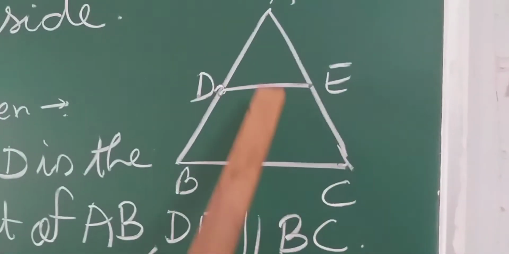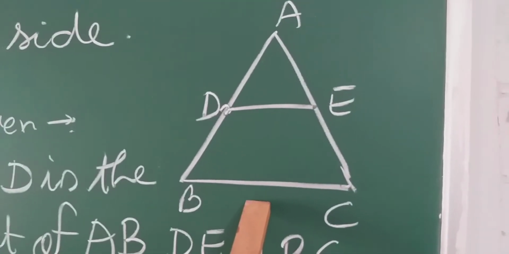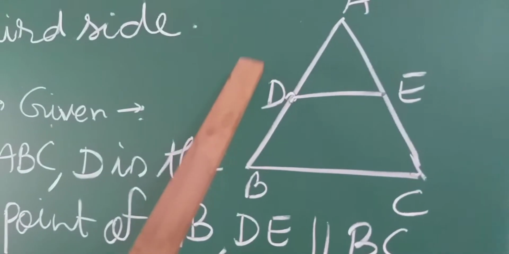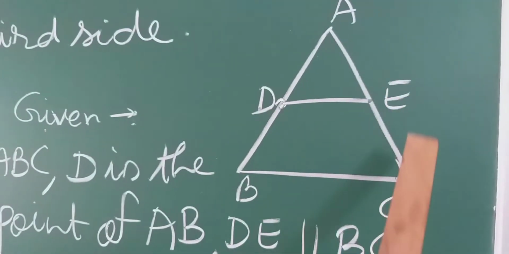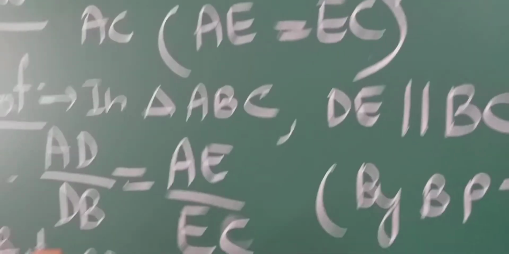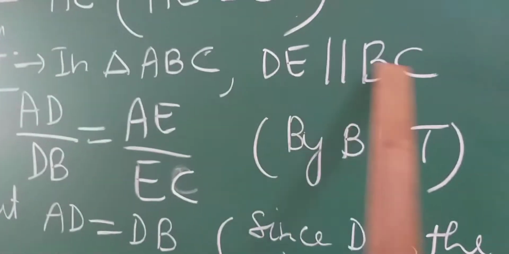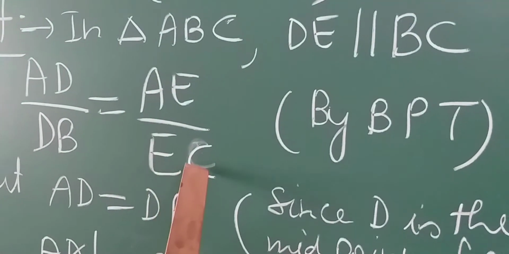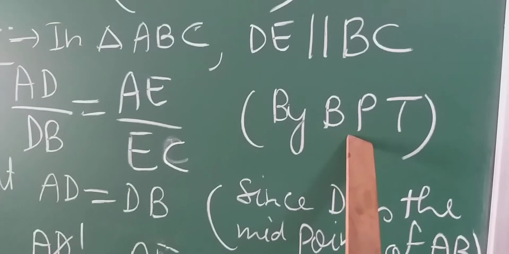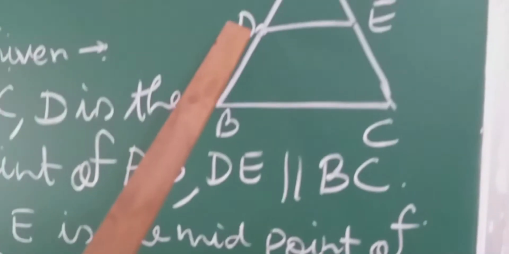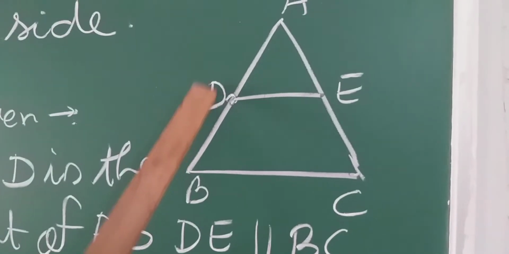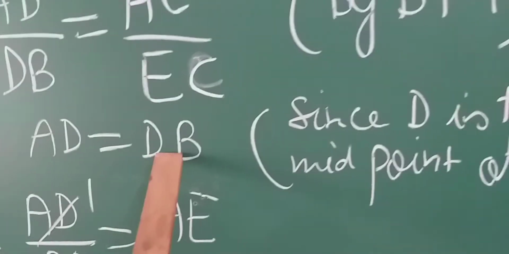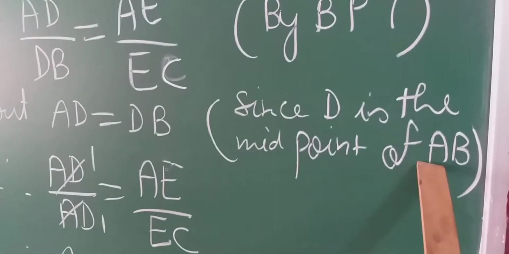Proof. So student, in triangle ABC, DE is parallel to BC, so we can use here BPT. AD upon DB equals AE upon EC by BPT. So I have written here, students, in triangle ABC, DE is parallel to BC, then AD upon DB equals AE upon EC by BPT. Okay, students. But student, it is given to us D is the midpoint. So AD equals DB. So I have written here, students, but AD equals DB since D is the midpoint of AB.